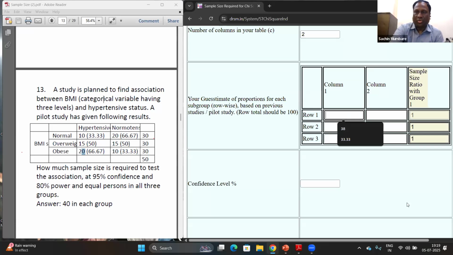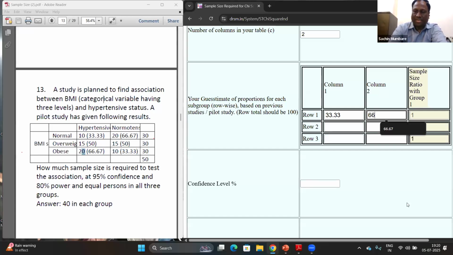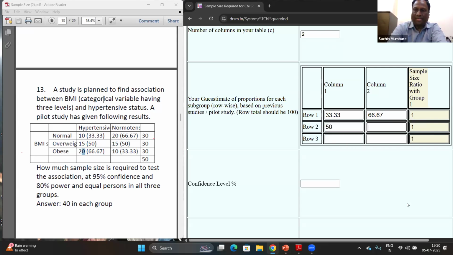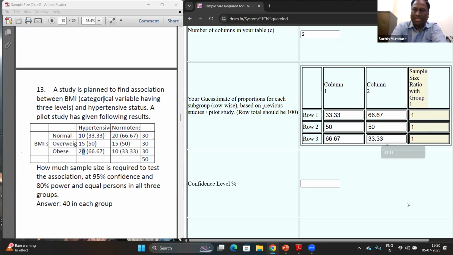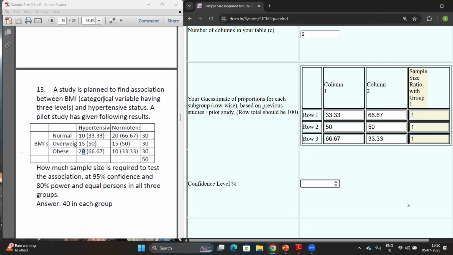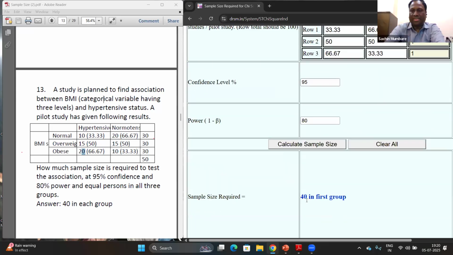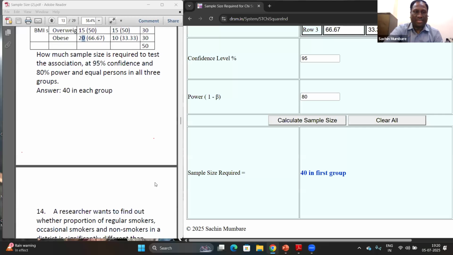So here you should put how much? 33.33. Here, how much is it? 66.67. Here? 50, and 50. Here, 66.67, then 33.33. And the confidence level is how much? 95. Power 80. And the sample size is 40 in each group. So this is the required sample size.